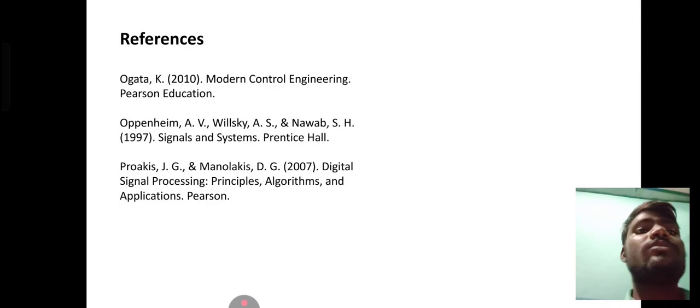References: Ogata K., 2010, Modern Control Engineering. Signals and Systems. Digital Signal Processing: Principles, Algorithms and Applications.